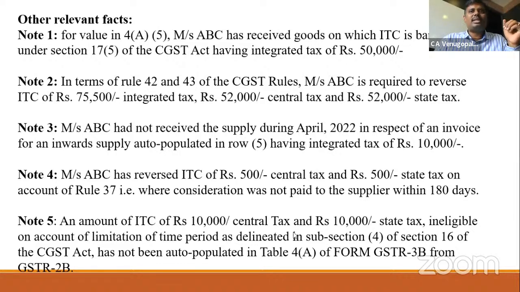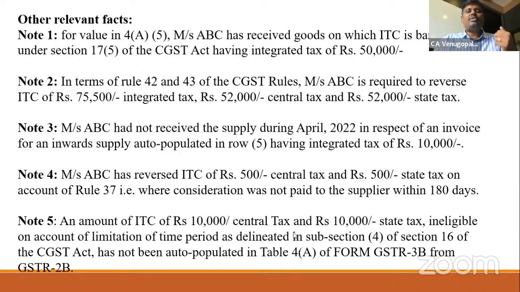Then there is a point 3 where it's saying that ABC has not received the material worth 10,000, even though it is auto-populated. Now here, you cannot avail an input tax credit since you did not get the goods. But it is anyhow there in your 4A5. Again, you have to reverse it, but this time you will be reversing under 4B2.